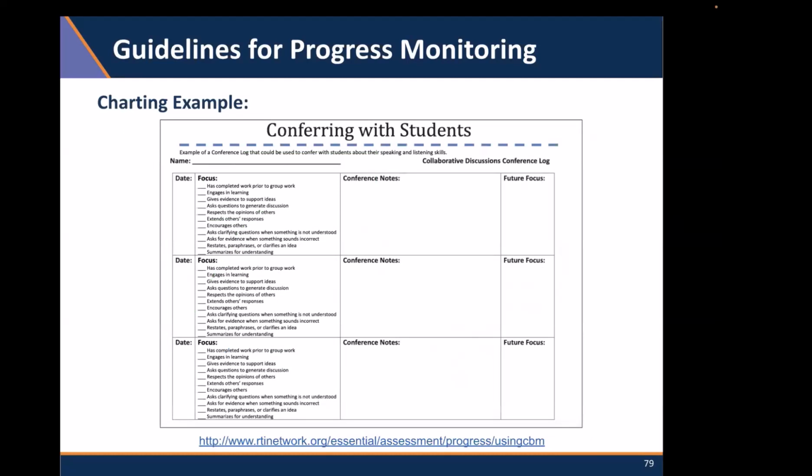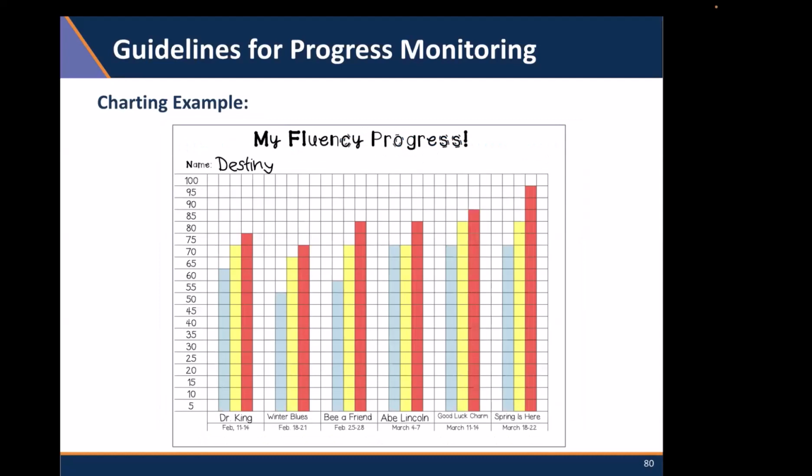We can also have conferencing with students. This is a nice checklist. So it allows you to quickly, like we said, we want this to be a quick, easy to implement type of progress monitoring. So what's our focus? Maybe we want to focus on respecting the opinion of others. So what are some notes that you're having in that conference, and what will your future focus be depending on that?